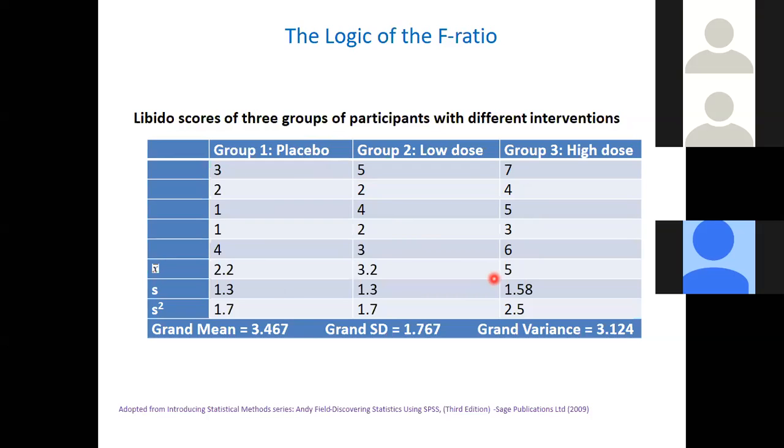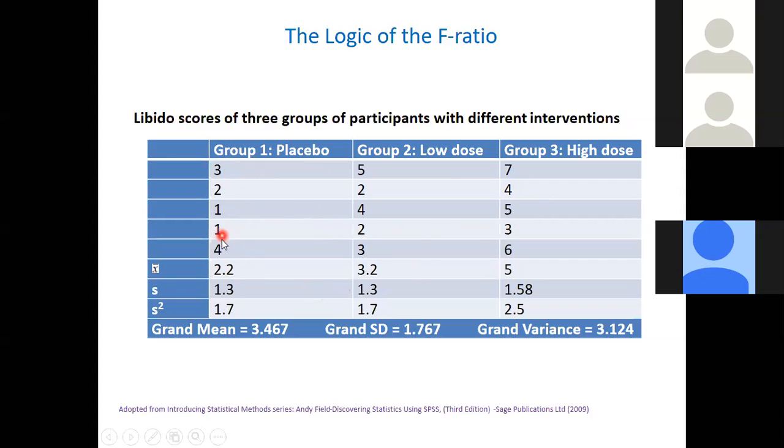Group 1 placebo, group 2 low dose, group 3 high dose. Now after that they score their libido, maybe on the scale of 1 to 10 or whatever. So you can now see the value for each of them. Group 1 is 5 of them, group 2 5 of them, group 3 5 of them, making a total of 15. And look at their mean.